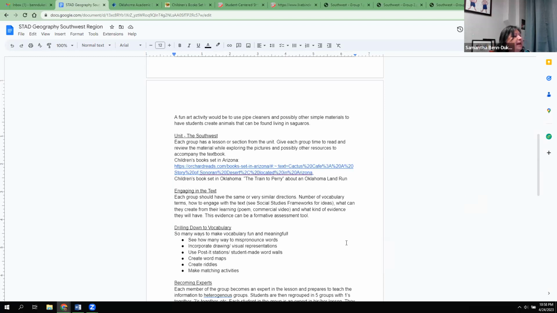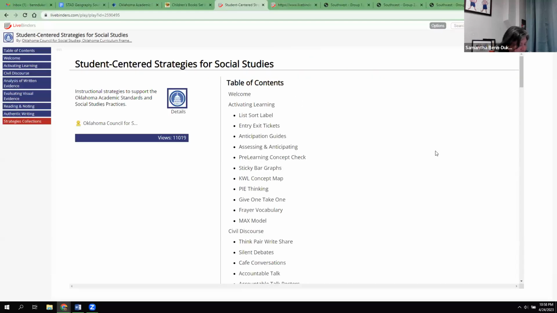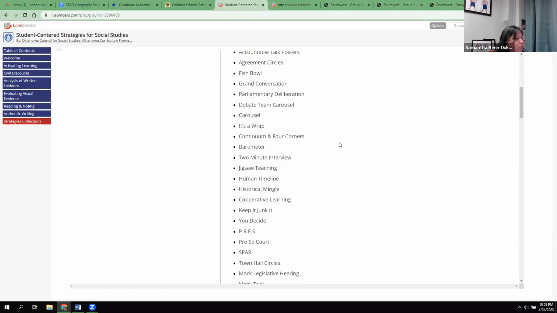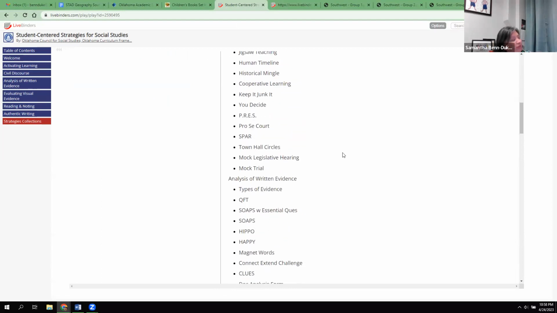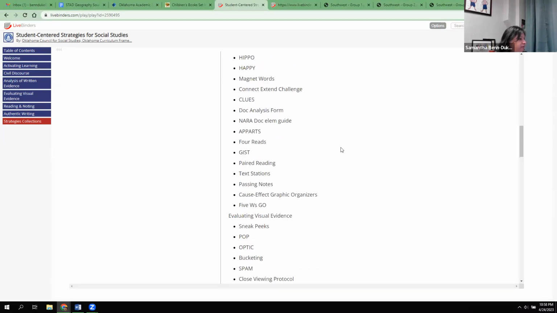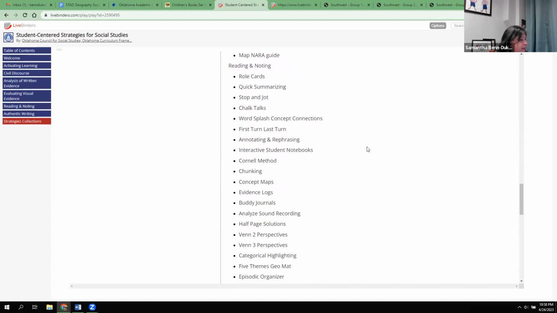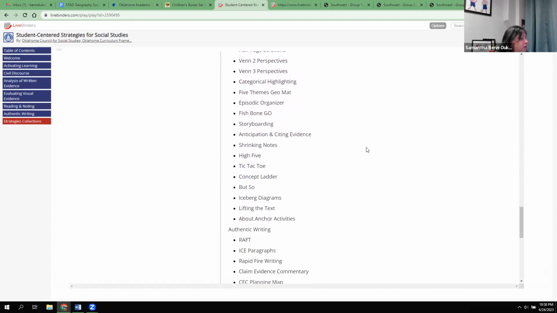We're also going to look at how to engage with the text. And to do this, you're so lucky to have these social studies frameworks for ideas. In the frameworks, one that I thought would be familiar to many of you and that you might like. Let's see, where'd it go? I'm almost there. Oh, here it is, 5 themes GeoMat.